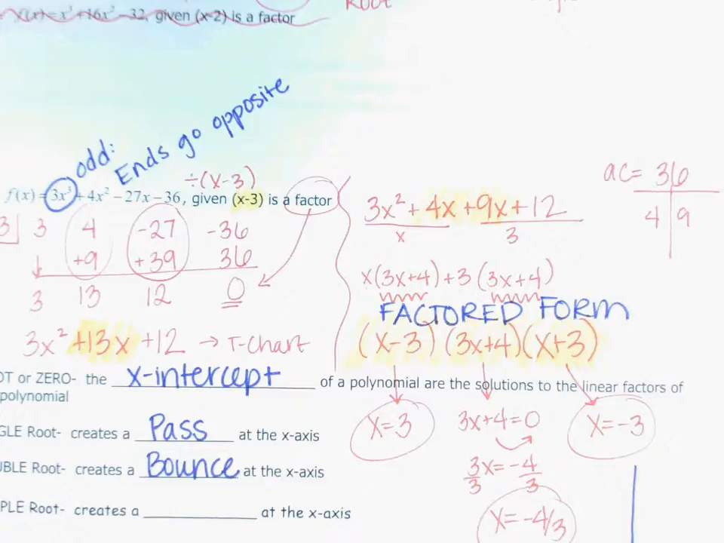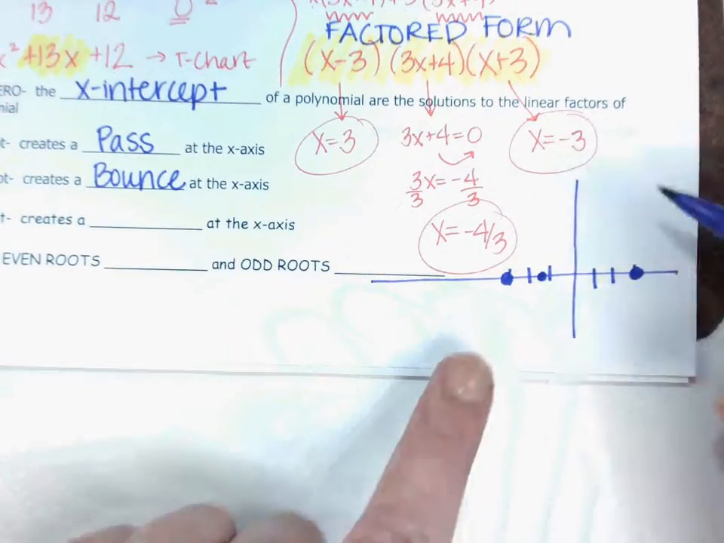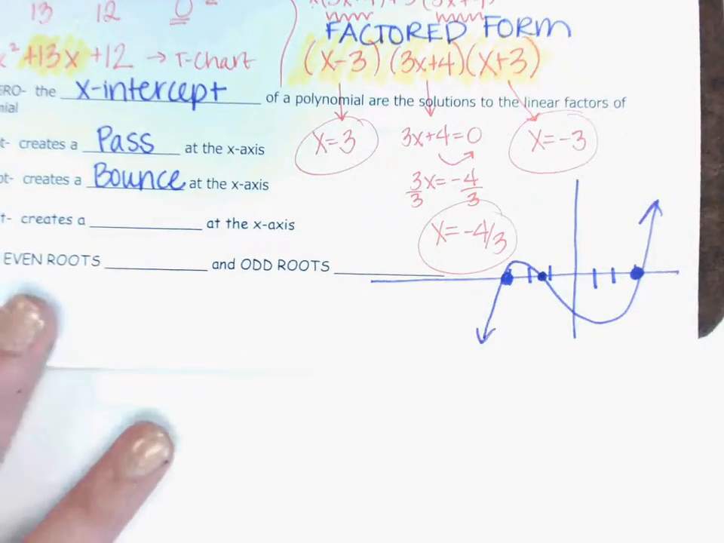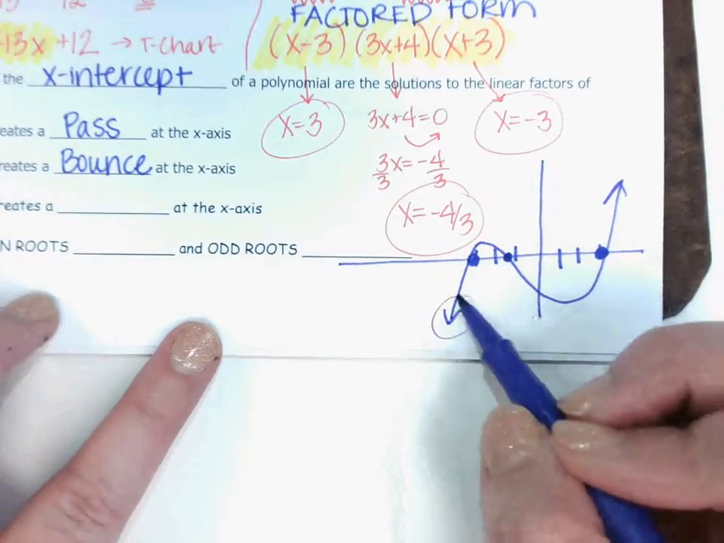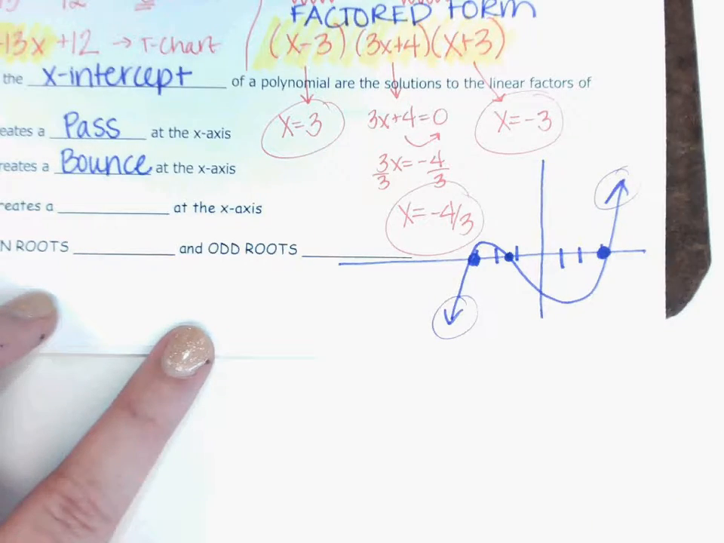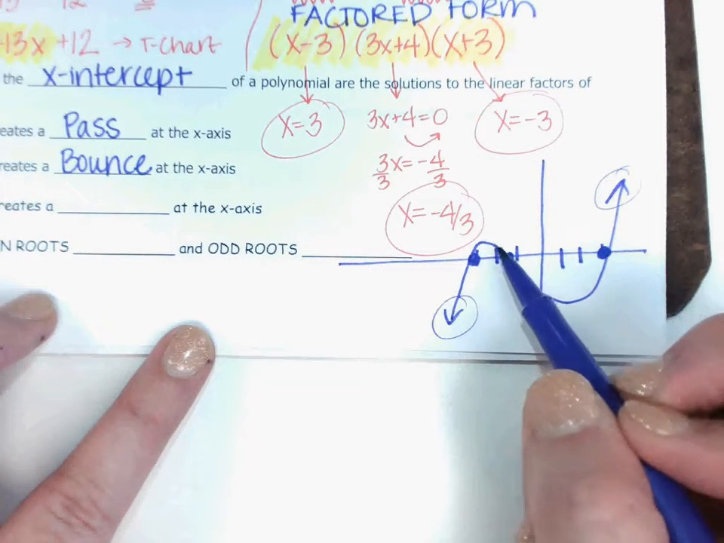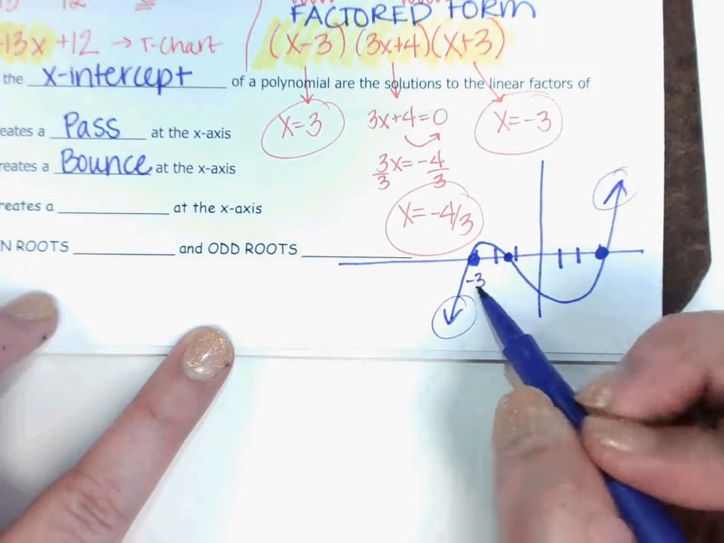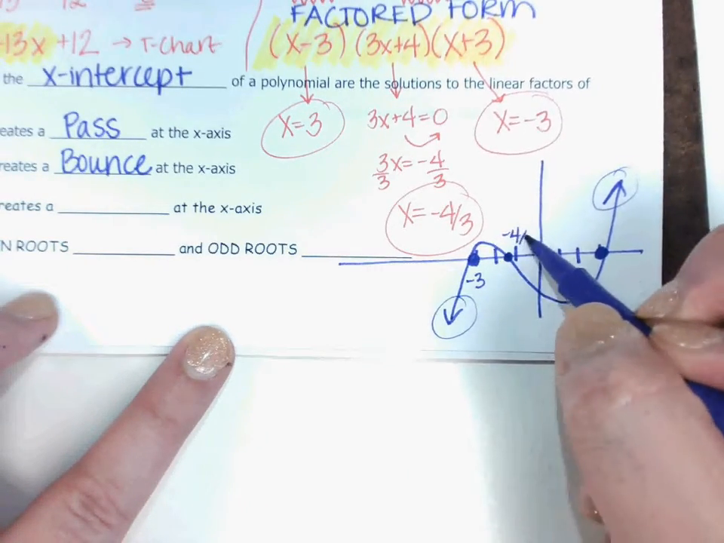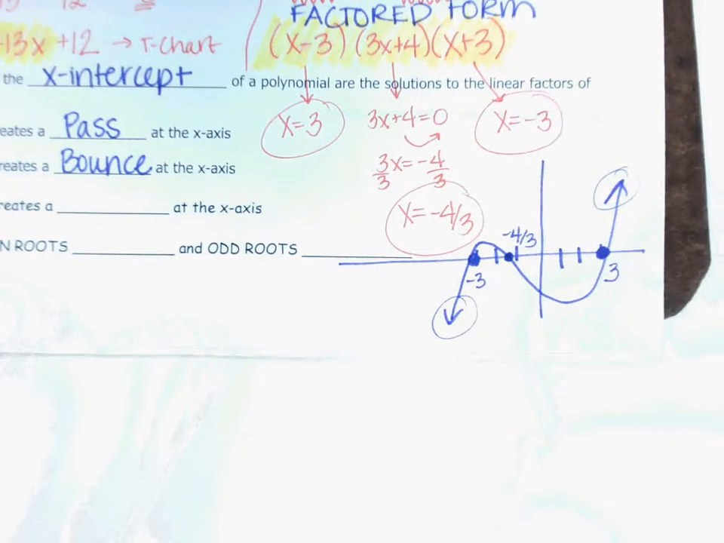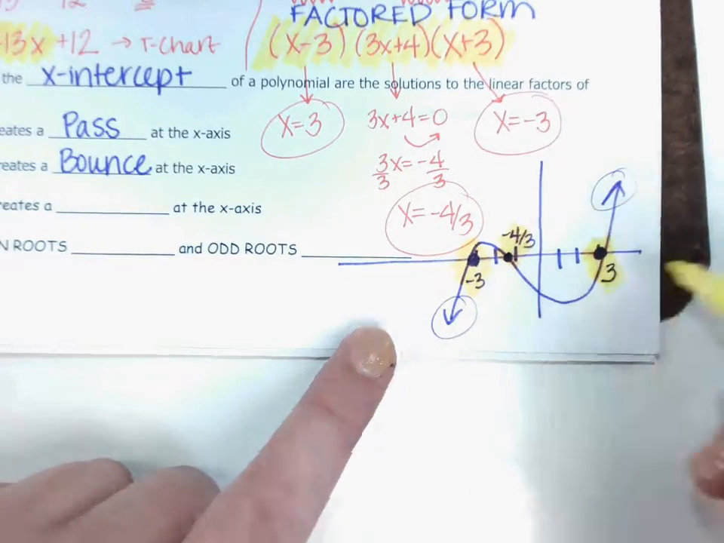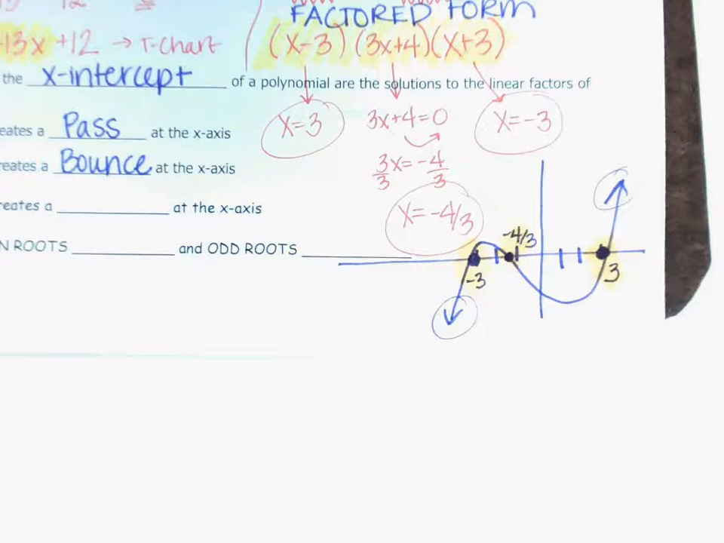So when I connect my graph, watch. Okay, it's going to go like this. Okay, but how do I know it's odd? Because this end is down, this end is up. So it's going to go up through that number, down through that number, up through that number. This is my negative 3. This is my negative 4/3. This is my positive 3. So when you're factoring the equation, you're actually finding each of those places that it passes through the x-axis.